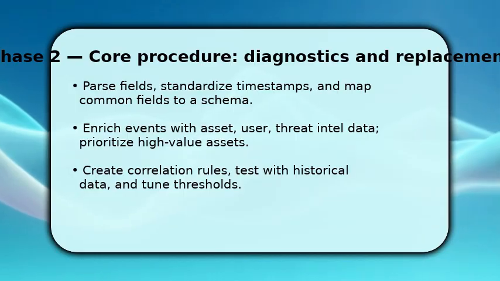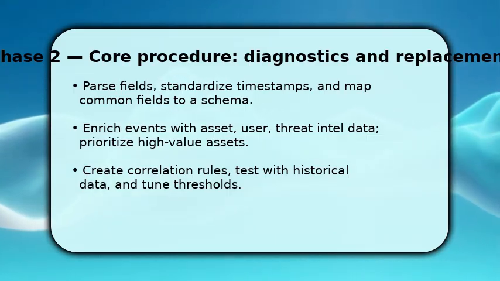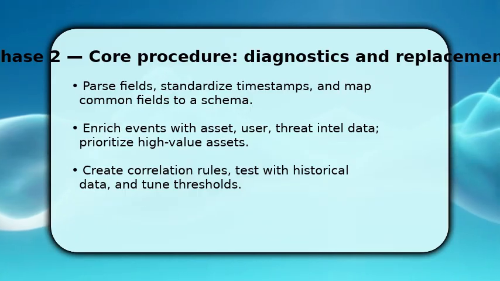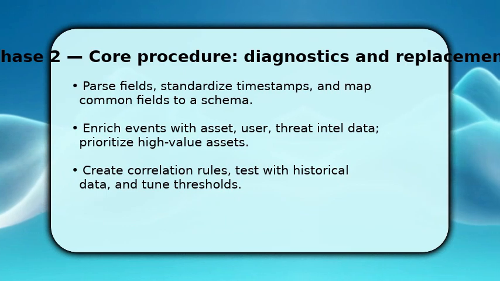Once enriched, author correlation rules that combine indicators into detections, then test them against historical logs. Make sure to iteratively tune thresholds and add exceptions. Otherwise, you'll drown in false positives. Keep refining until alerts are actionable.